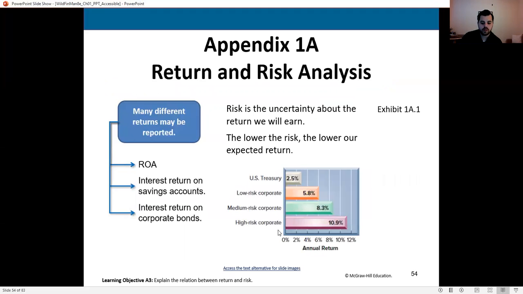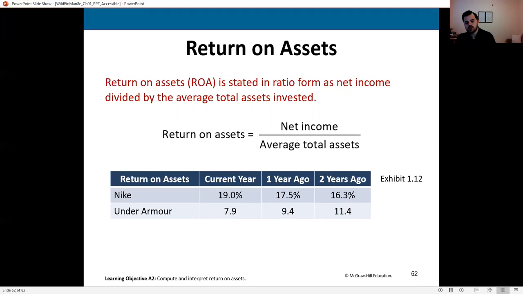Now, that is the end of chapter 1. I'm not going to cover the appendix. So with that, we've officially covered our first chapter in this course.